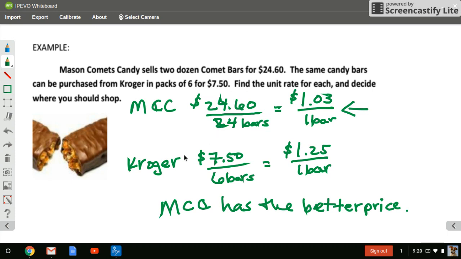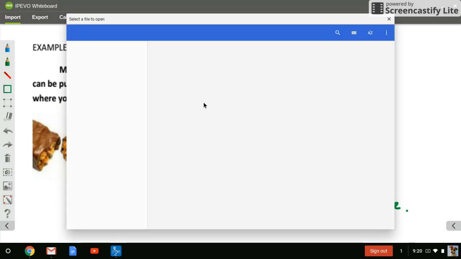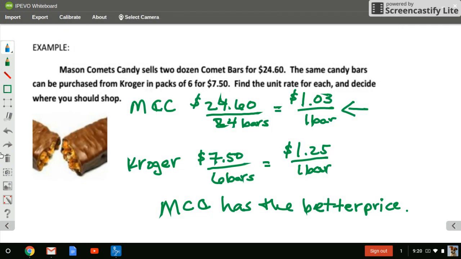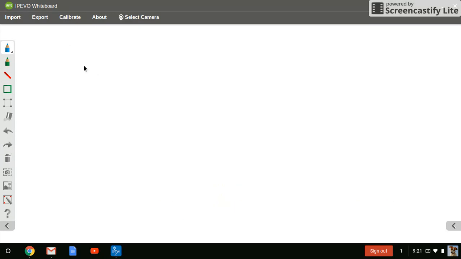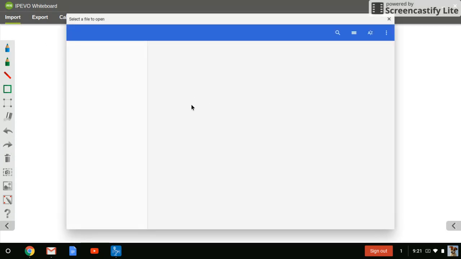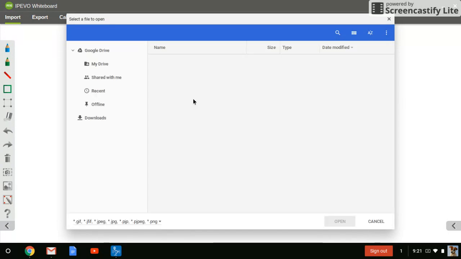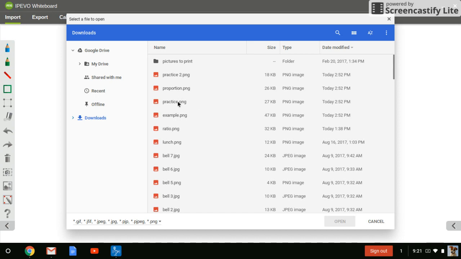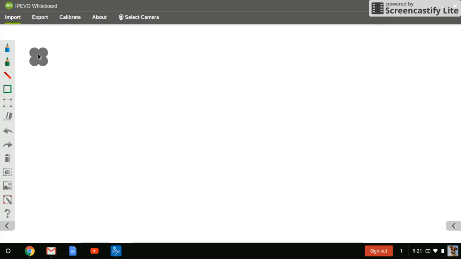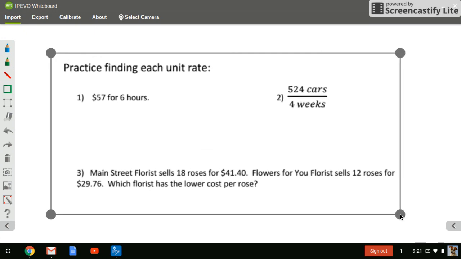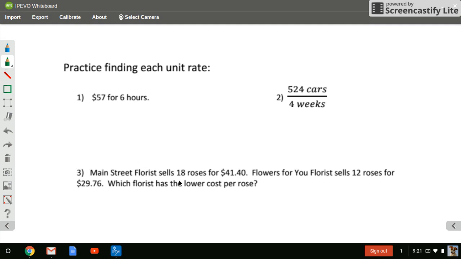So at this point, I want you to practice finding each unit rate for those 3 questions down at the bottom. I will put the answers up as you are working on that. As you're working, please continue to work and then just check your answers.